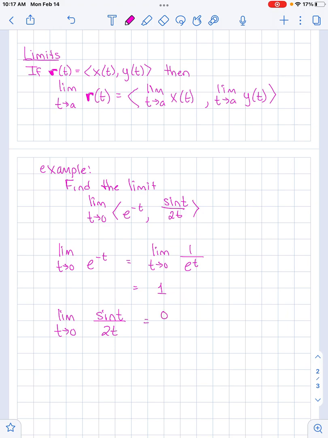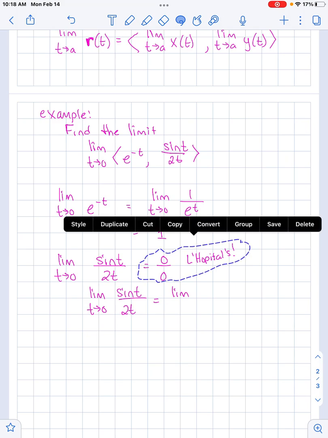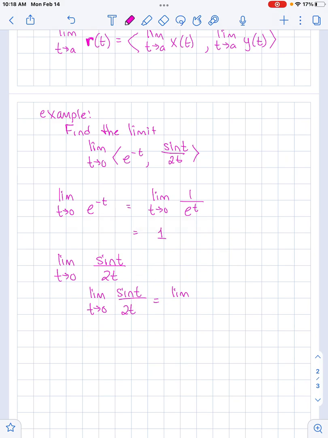If I replace t with 0, I get the sine of 0 in the numerator, which is 0, and 2 times 0 is 0. L'Hopital's rule. So using L'Hopital's rule, if I find the derivative of the numerator, oh, I did that wrong. Don't do as I do. The way we should do this to be very clear, is looking at each limit separately.